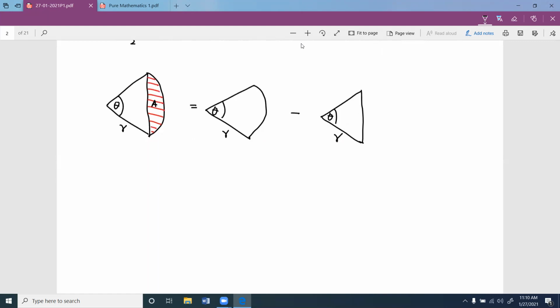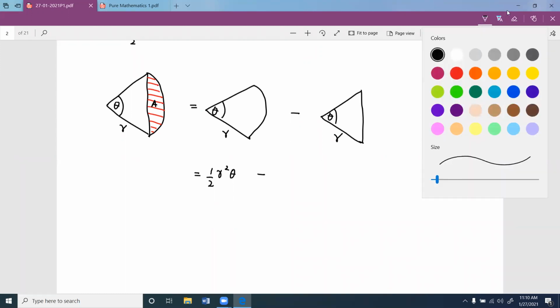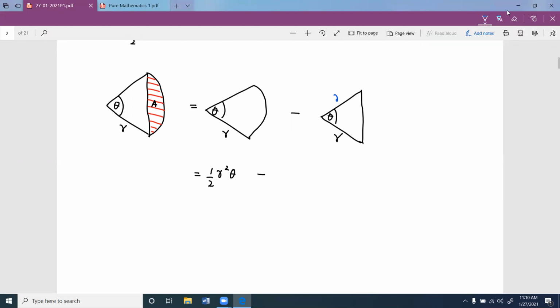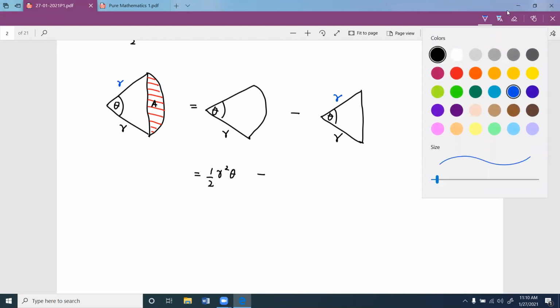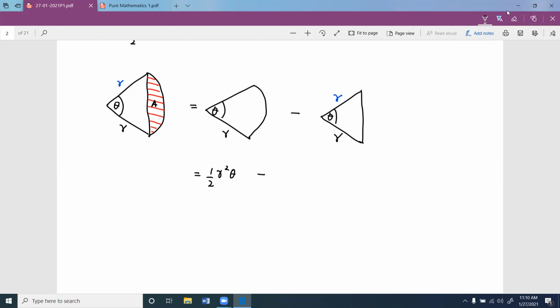Area of a sector you can find by half r squared theta. And we know that if this length is r, this length also turns out to be r, because it's a radius of the same circle. Then apply the previous formula, half ab sin theta. Since both sides are r, this turns out to be half r squared theta minus half r squared sin theta. That is the total area formula.